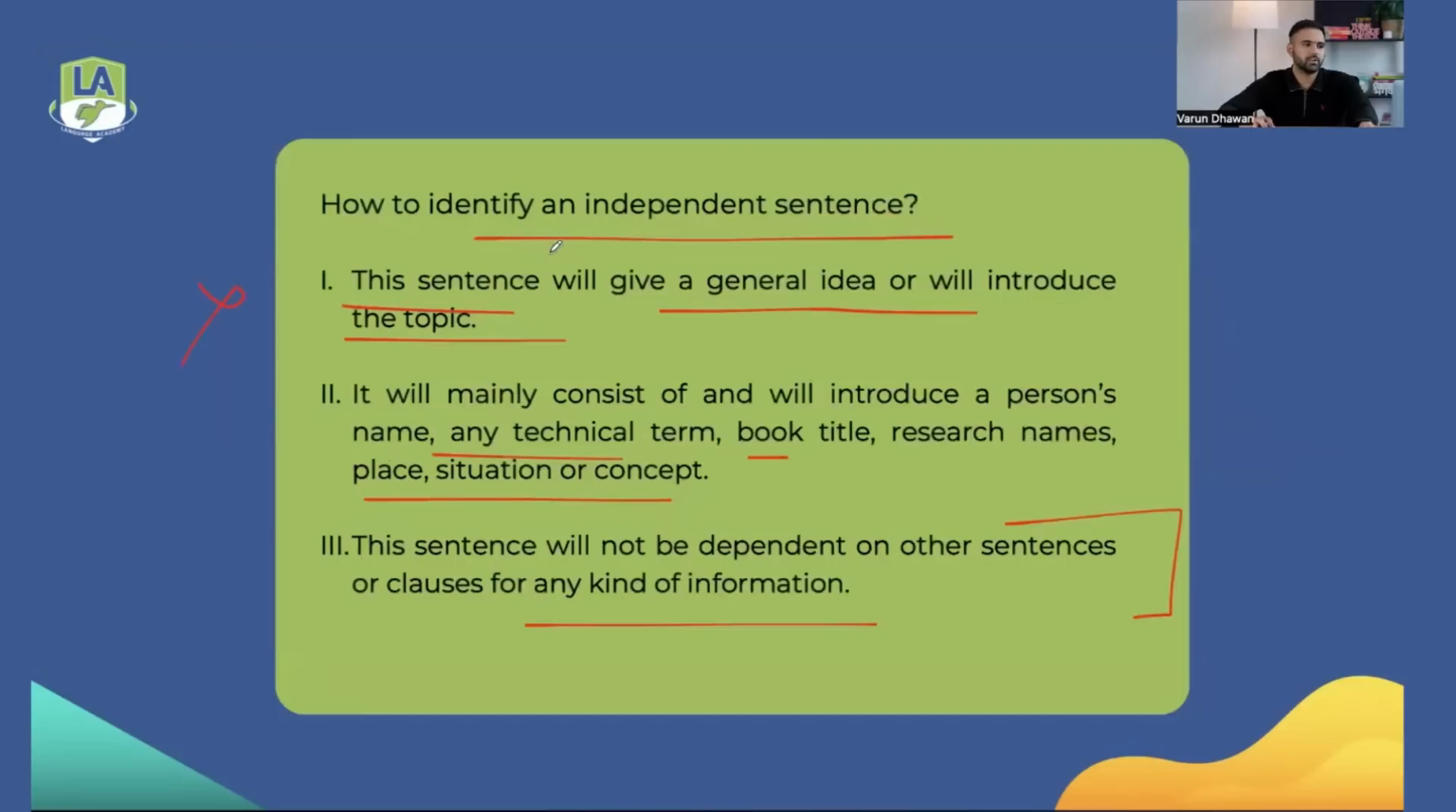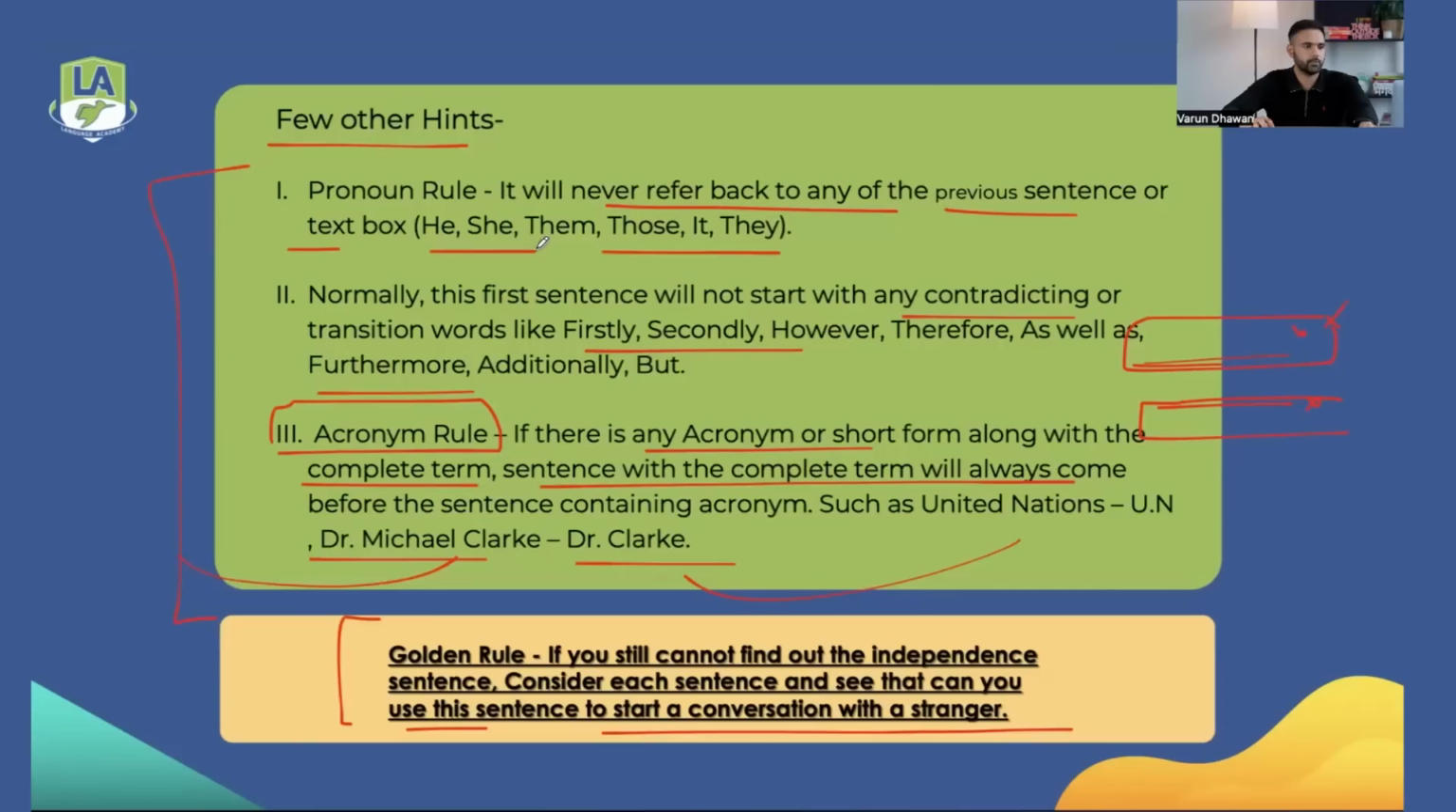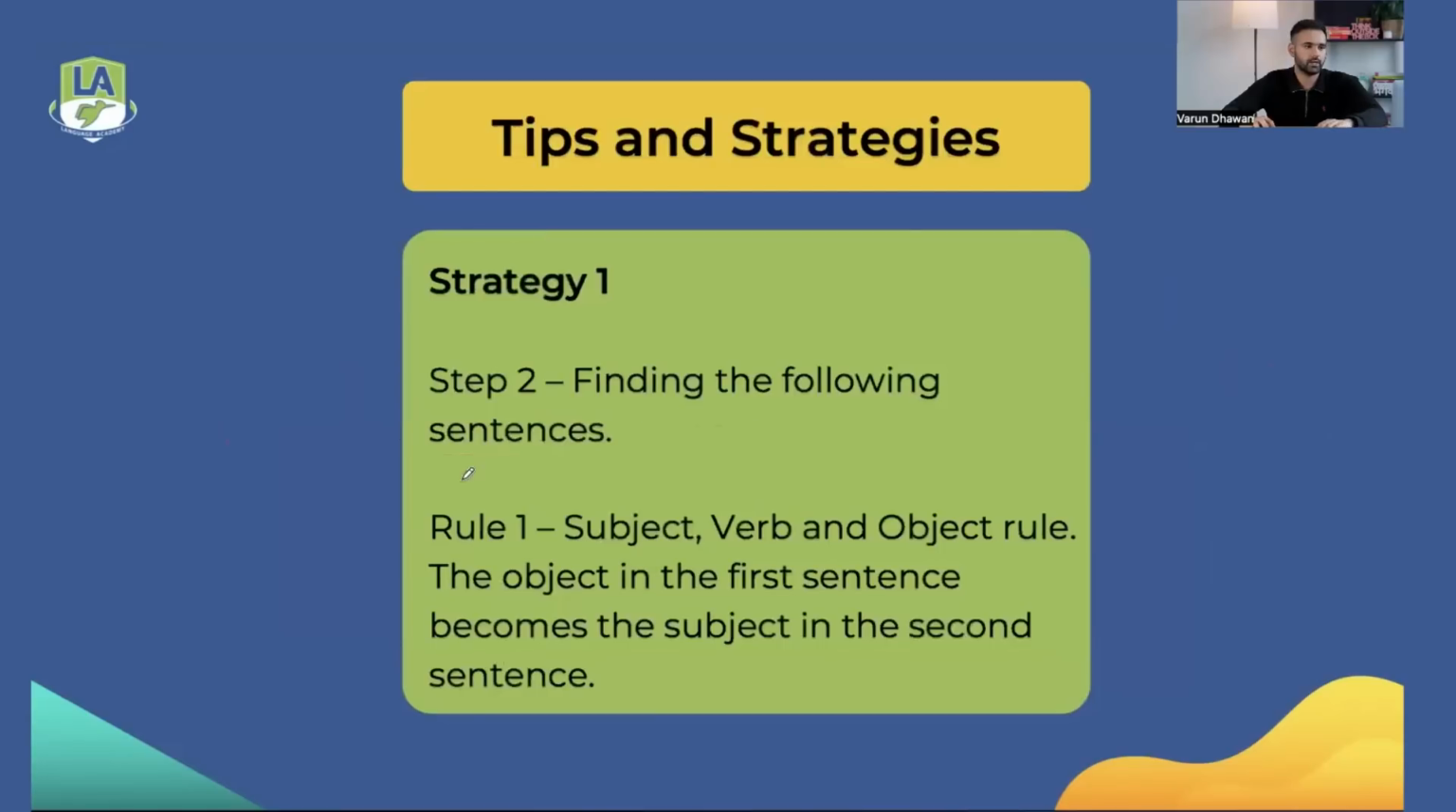So once you have figured out the first sentence, which is the independent sentence, you have to find out the following sentences. How do you find the following sentences? I'll tell you what the rule is. However, you will have to follow it in a slightly different manner. Let's have a look at the rule.